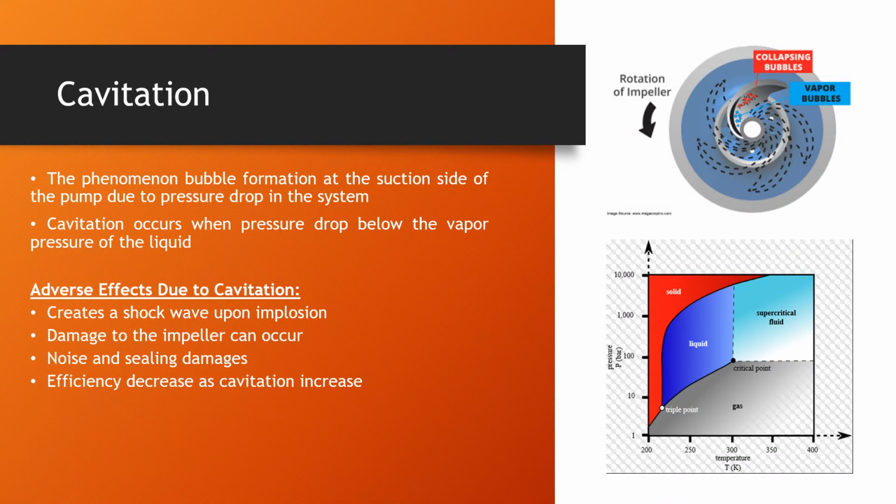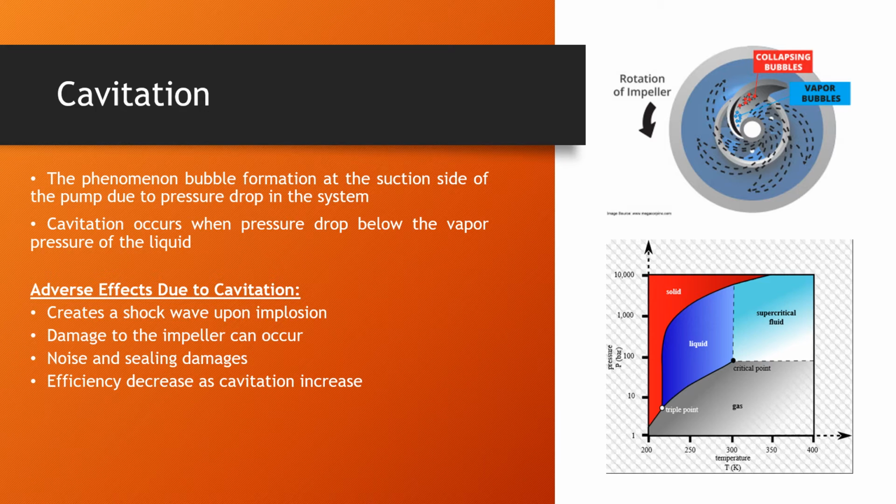So one of the main aspects of our centrifugal pump experiment is looking for cavitation. Now, what is cavitation? It's basically bubble formation at your suction side due to pressure drop in your fluid. When the pressure drops in your system below the vapor pressure of the fluid, you see bubbles forming on the suction side, and this is called cavitation.